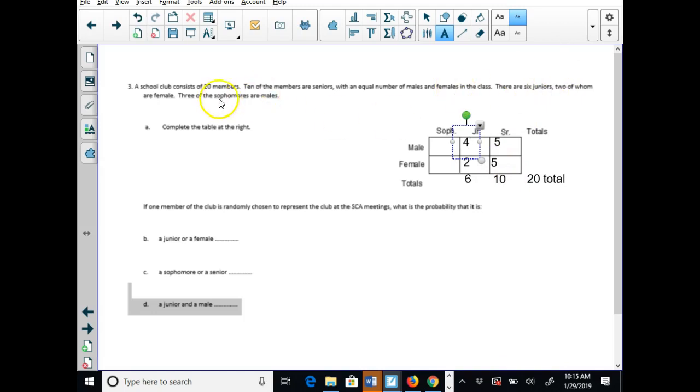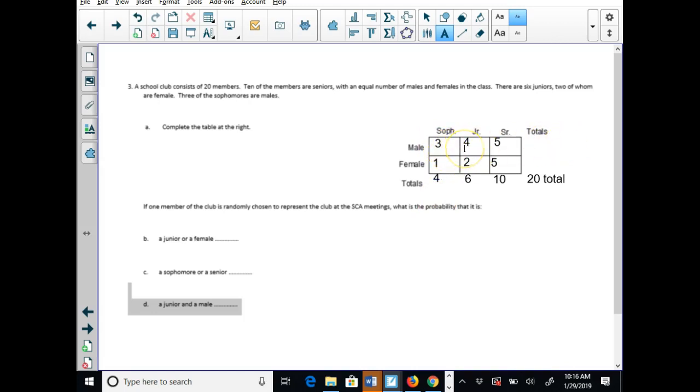All right, 3 of the sophomores are male. So I'm going to go to the sophomores right now, and I'm going to put 3 right here for the males. We need to figure out how many are female. Well, how are we going to do that? We know we have 20 total students. 10 of them are seniors. 6 of them are juniors, which leaves us with 16 total. Well, we need 20 total, so it has to be 4 right here. Okay? If there are 4 total sophomores and 3 of them are male, that means we have 1 female who's a sophomore.